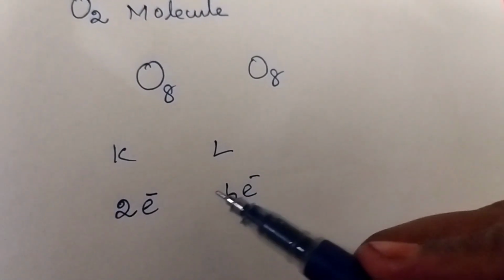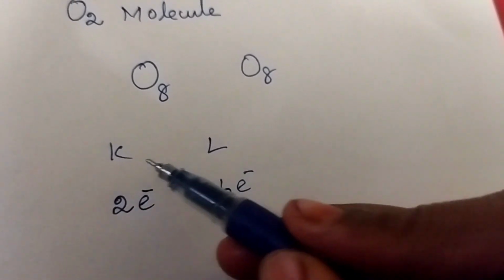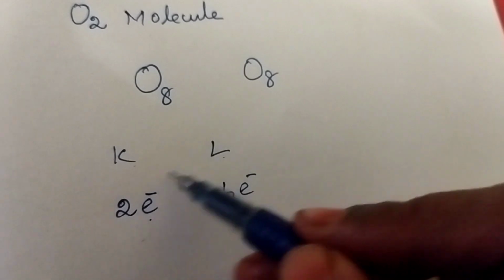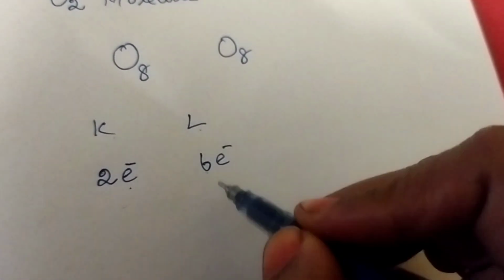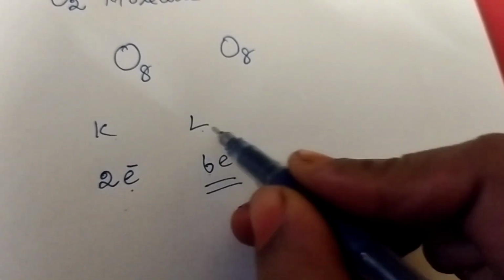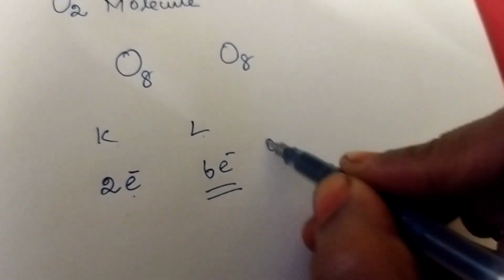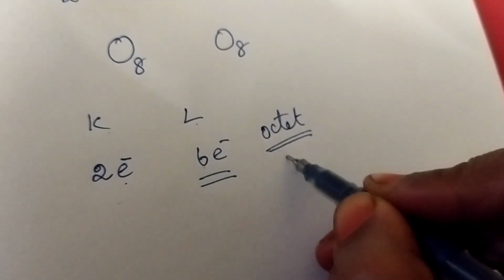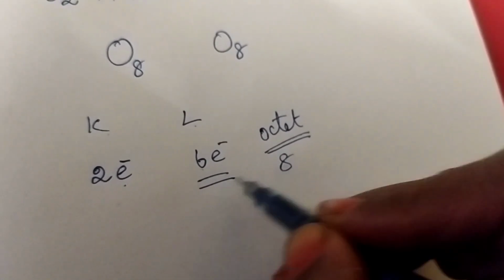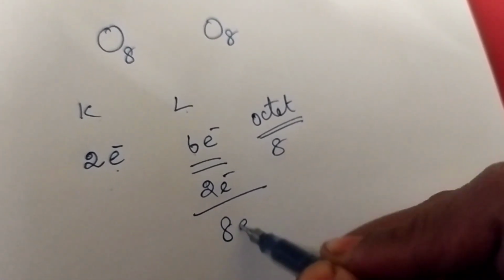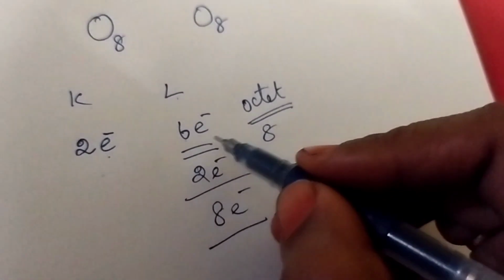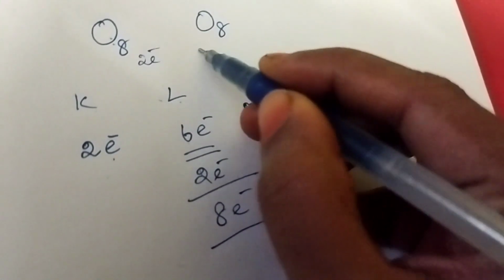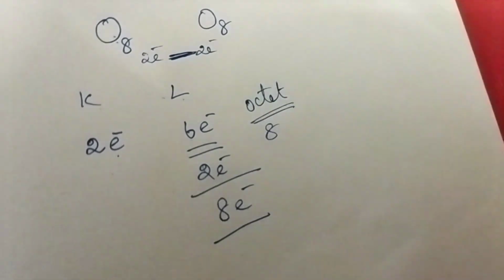Okay. Now, according to the electronic configuration rule, the K shell contains 2 and the L shell contains 6, totally 8 electrons. Oxygen contains 6 electrons in the last shell. To get an octet, how many electrons should it have? It should have 8 electrons. If we add 2 electrons here, automatically it will become 8 electrons. So I am going to add 2 electrons here. From this oxygen 2 electrons, and from this oxygen 2 electrons are going to be shared.